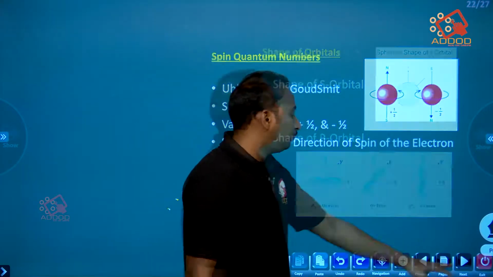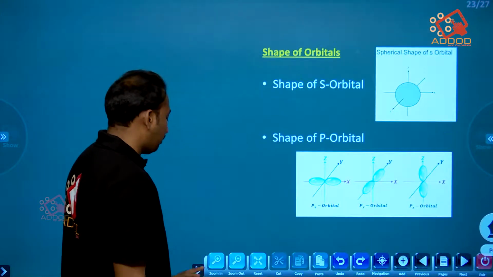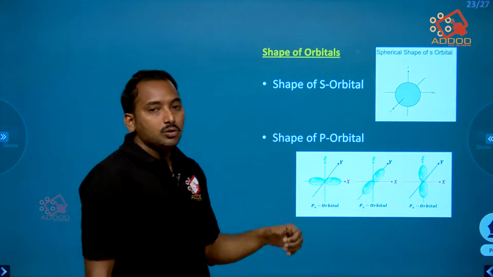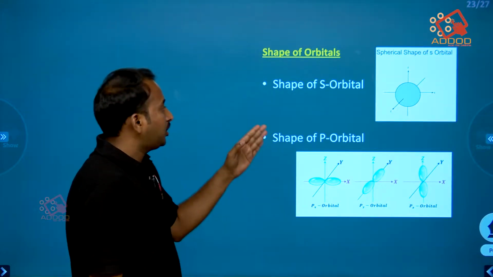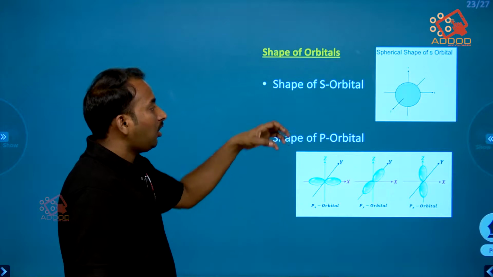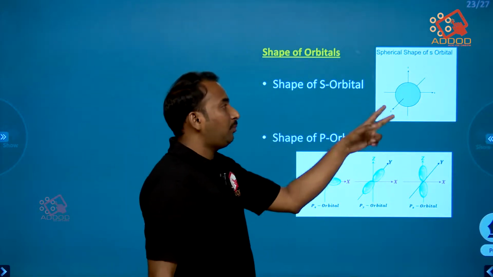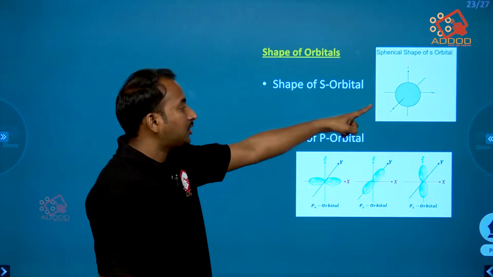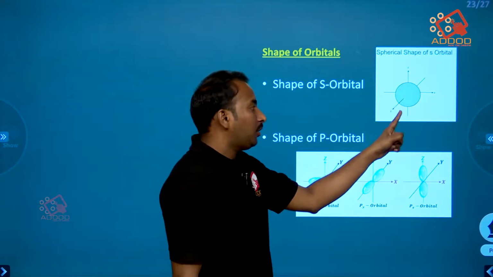And the next topic is the shape of the orbitals. So already we know the s orbital, p orbital, d orbital. These are the atomic orbitals. The shape of the s orbital, along three dimensions, is spherical. The s orbital is spherical in shape. This is the shape of the orbital.